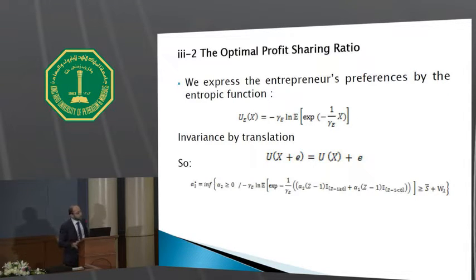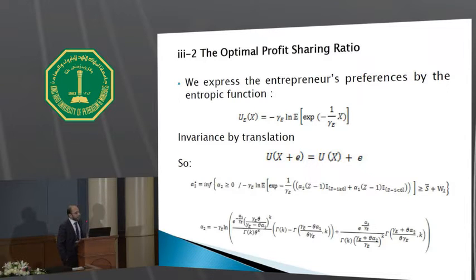Our optimal sharing ratio, alpha 2, takes this form. I will assume that my random variable z has a gamma probability distribution, and I can write my sharing ratio like this. Unfortunately, I cannot get an explicit solution for this sharing ratio, so I am obliged to calculate it numerically.